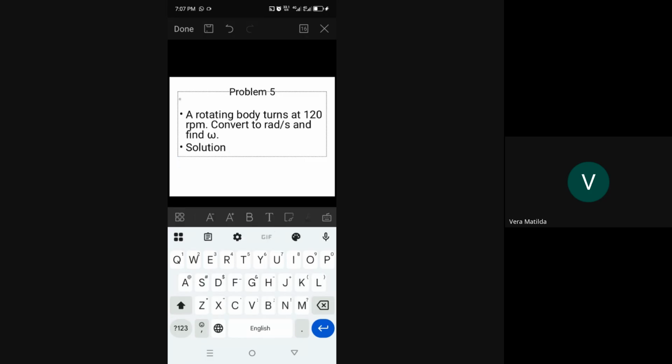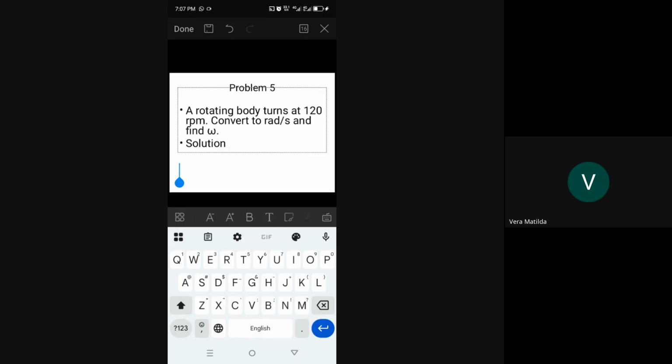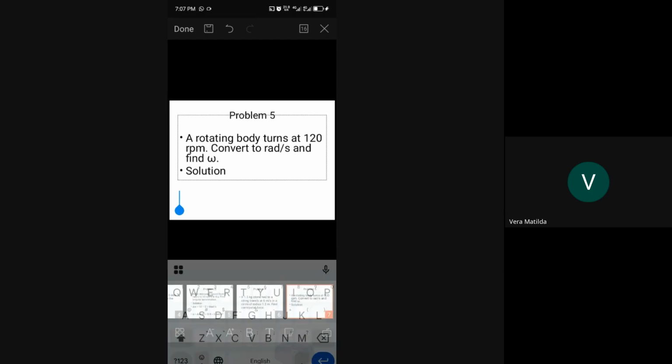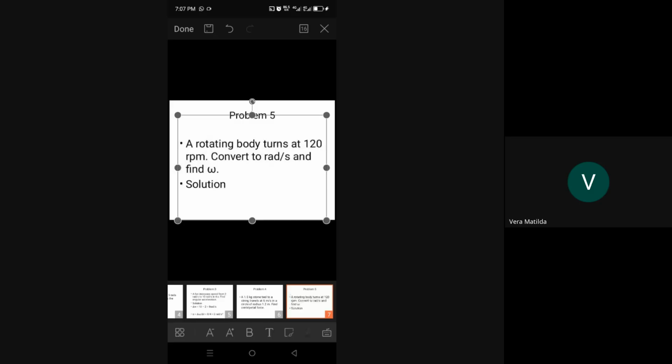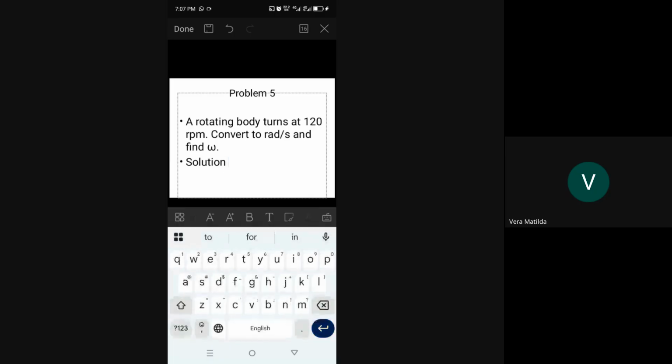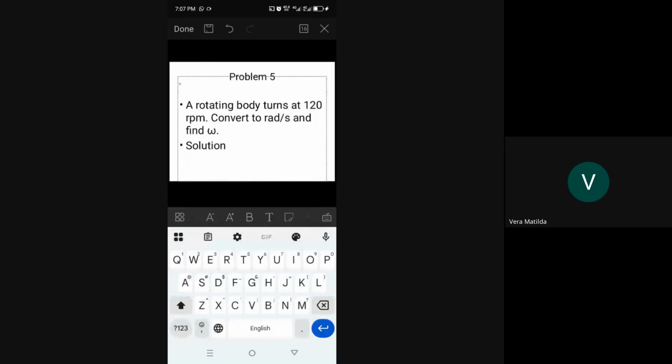So this one is not hard. You already know how to find angular velocity once you have everything you need in the question. I believe you can find angular velocity. So the only thing is conversion, right? How do you convert this to radians per second?